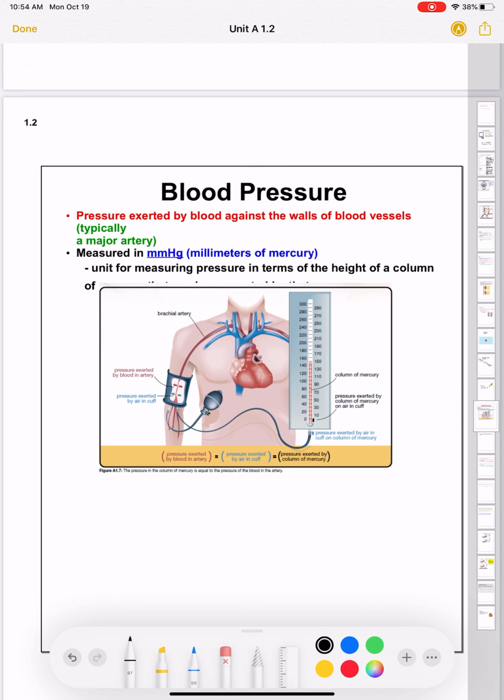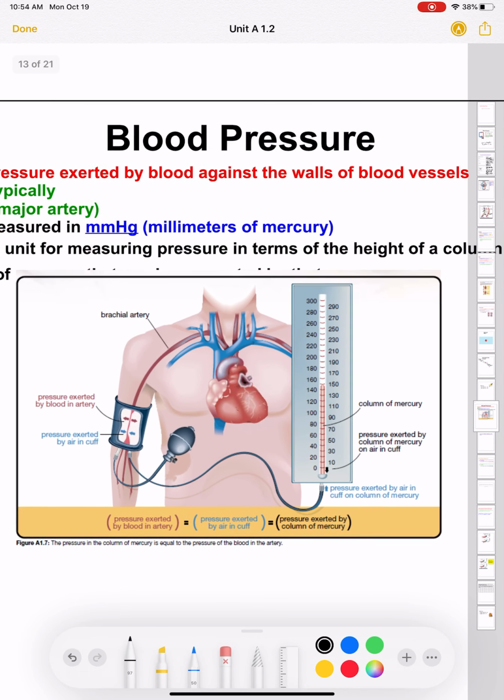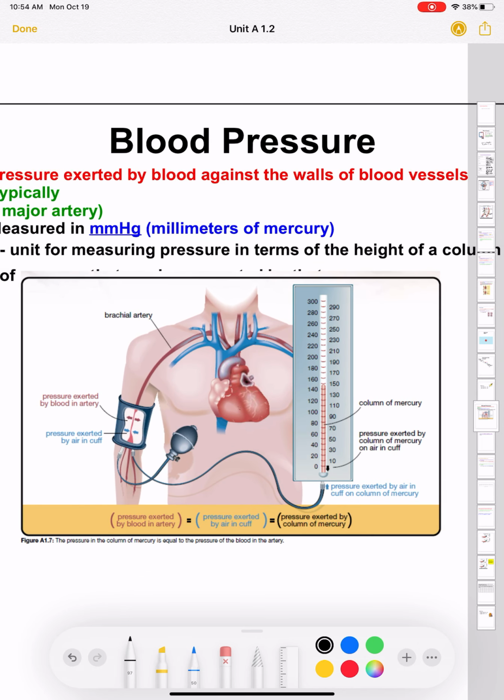To measure blood pressure, we look at millimeters of mercury. And this is a way that was used many years ago. And this is a unit measuring pressure in terms of the height of a column of mercury. So it shows you in this picture sort of what this would look like. So the pressure in a column of mercury is equal to the pressure of the blood in the arteries. So as we look at that pressure moving this column of mercury up, we look at the pressure. It should be the same as on the artery.